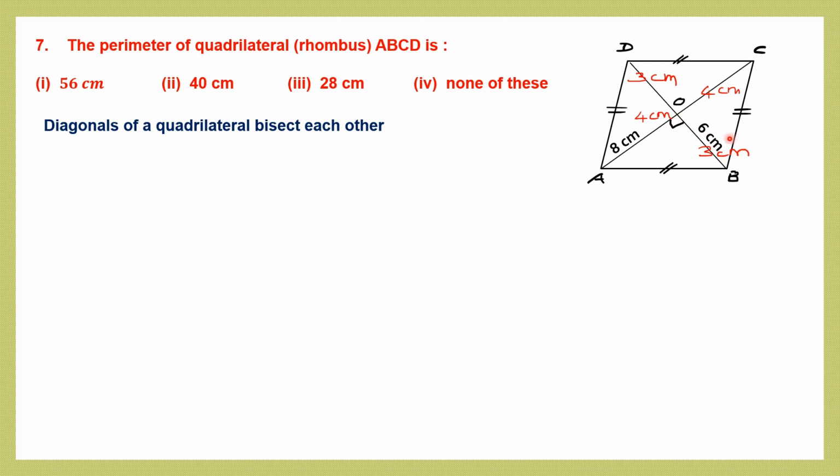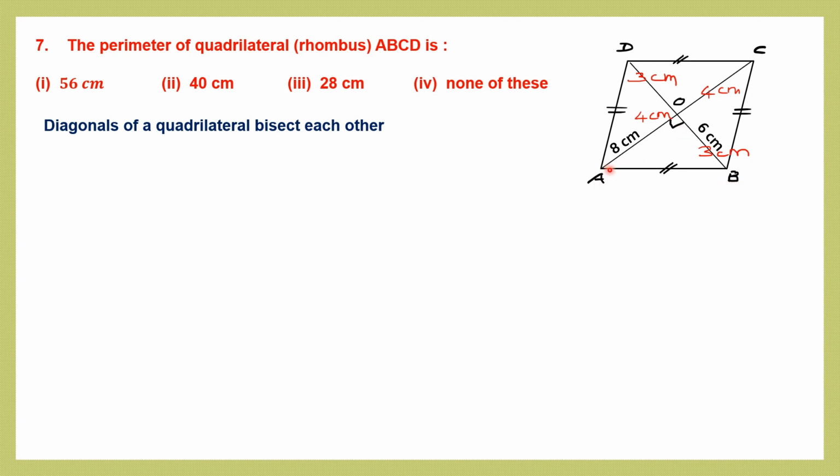The whole length is 6 centimeters. Now we are asked to find the perimeter of this quadrilateral. Perimeter is when you simply add up all the sides, and since the sides are equal, you just have to say 4 into one of the sides. Now how do we find the sides? So what we're going to do here is we're going to look at triangle AOB.